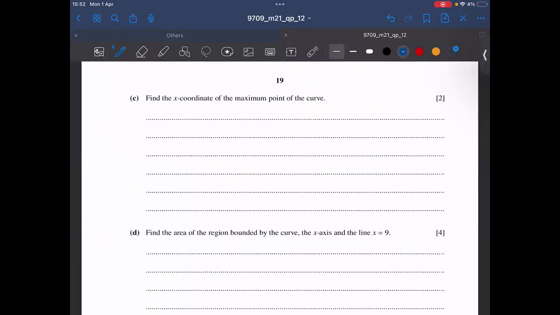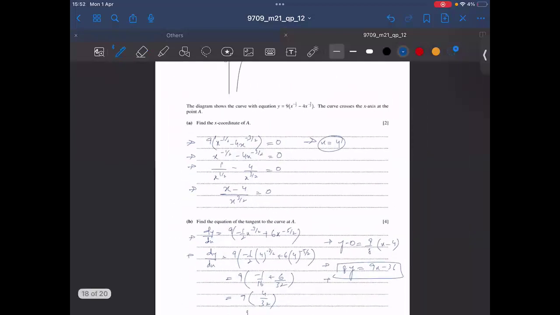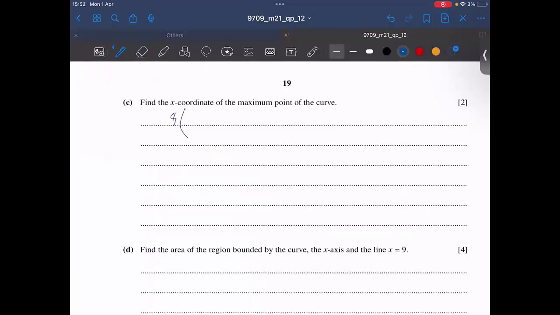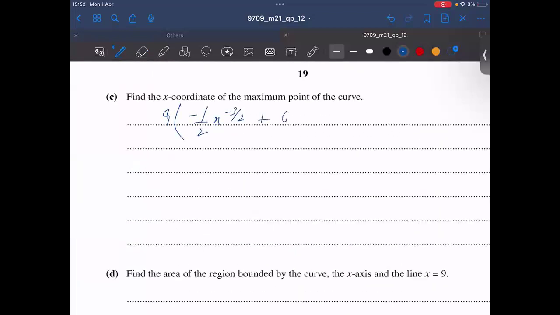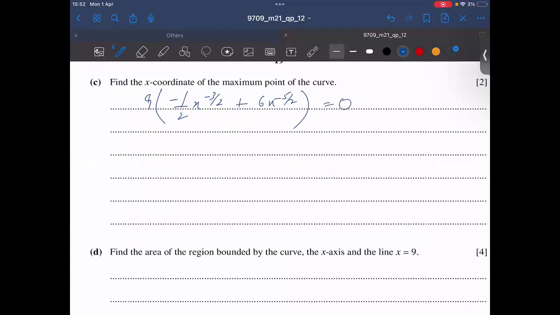All right. Find the x coordinate of the maximum point of the curve. So dy by dx is what? 9 bracket minus half x to the power of minus 3 over 2, and then we have 6x to the power of minus 5 over 2. Okay. Let's keep that equal to 0. So we're going to have minus 2x to the power of minus 3 over 2 plus 6 over x to the power of 5 over 2 equal to 0.